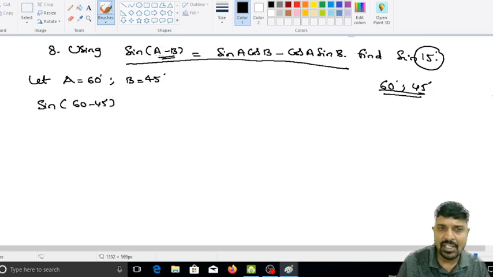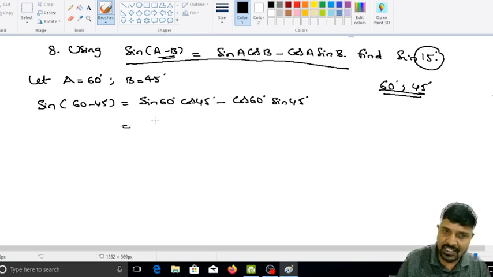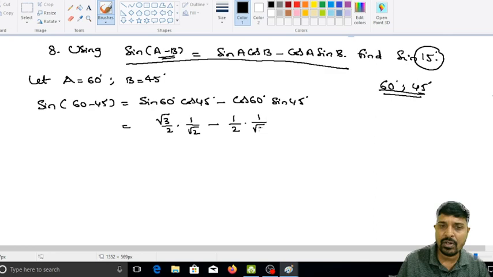See, 60 minus 45 is nothing but 15, which is equal to sin A cos B, that is sin 60 cos 45, minus cos A sin B, that is cos 60 sin 45. Now what is the value of sin 60? That is root 3 over 2. And what is the value of cos 45? This is 1 over root 2, minus, here cos 60. What is the value of cos 60? 1 over 2. Sin 45 is 1 over root 2.